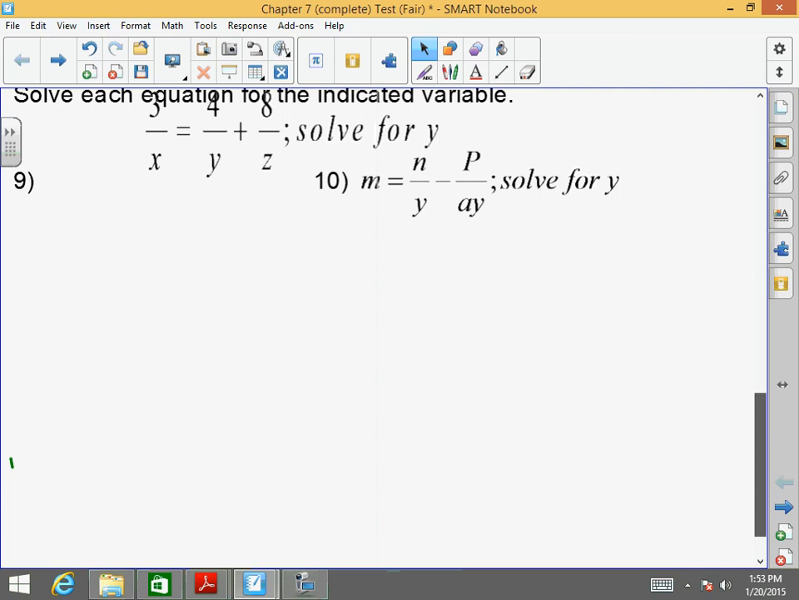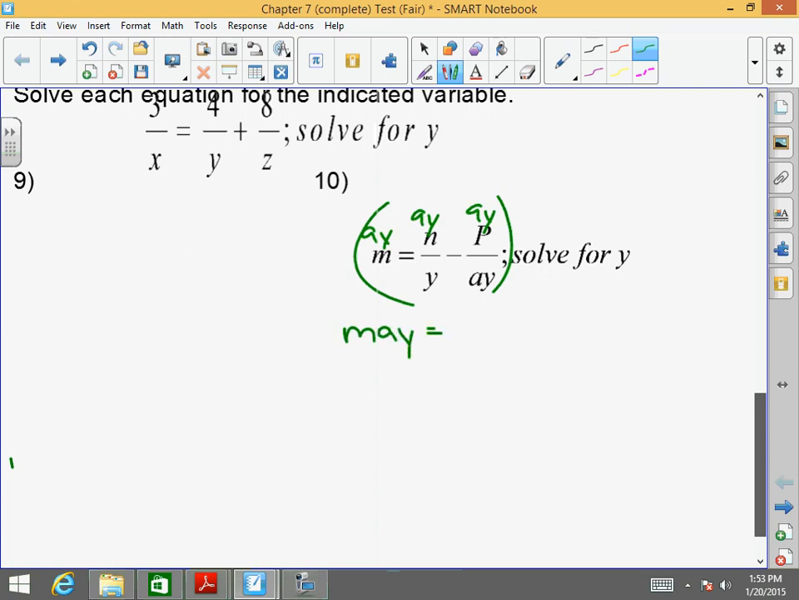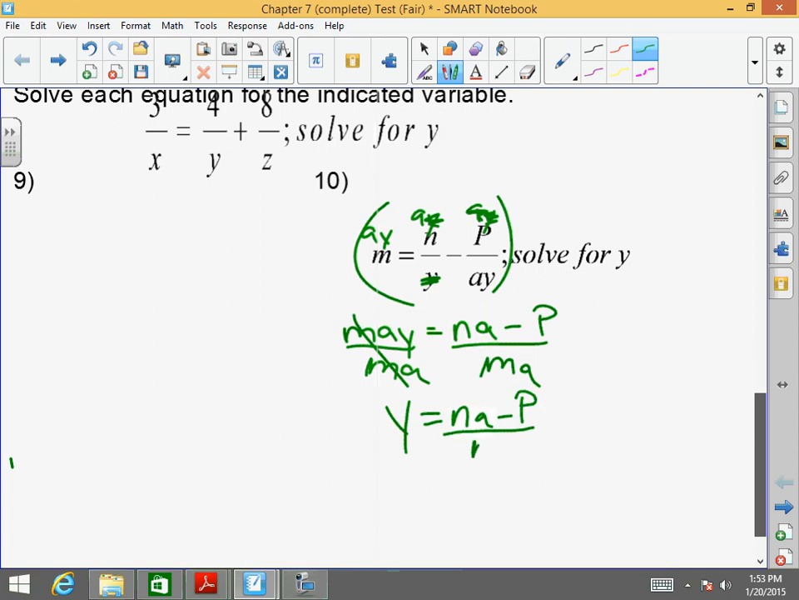Number 10. Here, I'm going to multiply by AY to every single numerator. So this is MAY equals, the Y's cancel. So I'm left with NA. The Y and the A cancel here. So I'm left with P. So divide by MA. Done. Y equals NA minus P over MA.